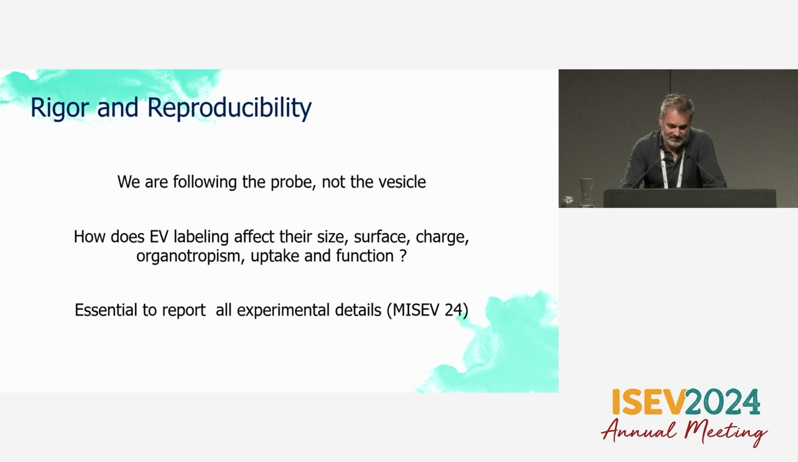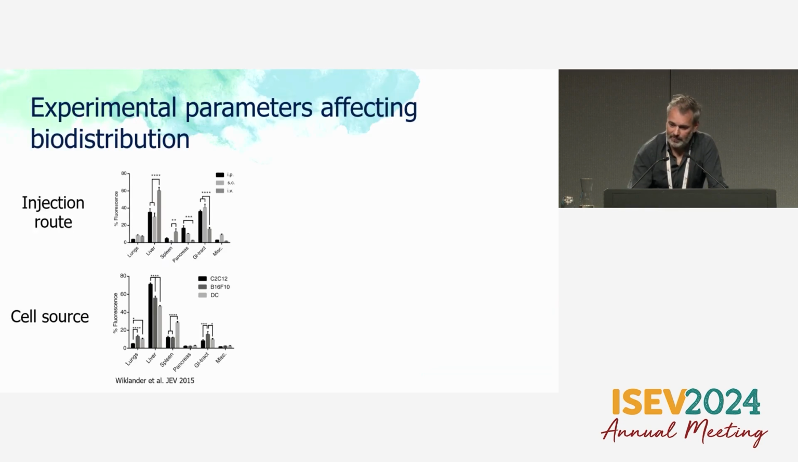So finally, well, I think you're all aware because it's the 20th time we say that today, but it's important to report all experimental details. So in this case, it will be labeling protocols, injection routes, but also imaging parameters. And all of this is very important for biodistribution because experimental parameters will affect where your EVs will go, and this has been shown by different groups.